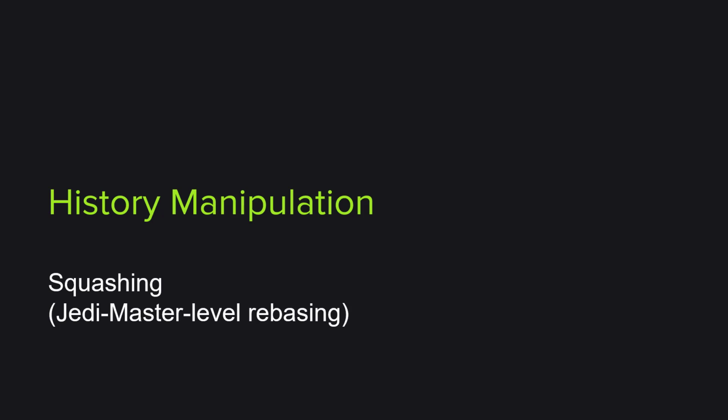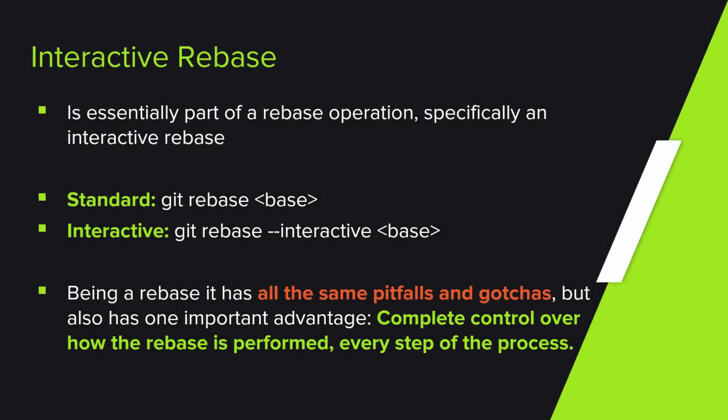You may have heard of it if you've worked in larger teams with strict demands of clear and concise histories. Of course, it's squashing. We've seen how rebase takes a series of commits and reapplies them to a new base commit, one by one. But Git is the coolest tool ever. It lets us tweak this process.